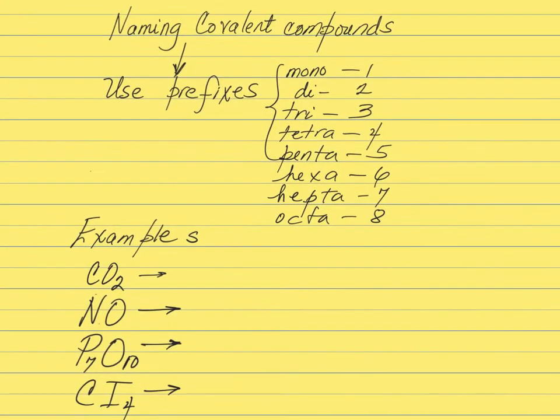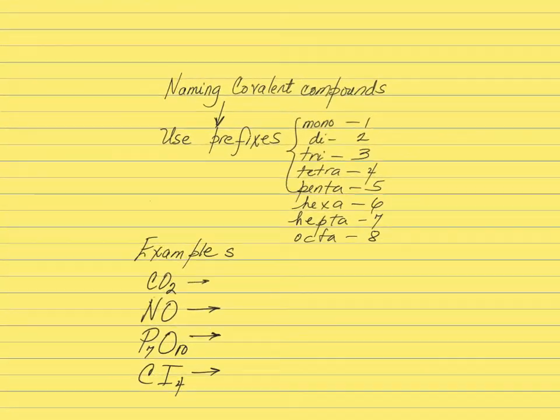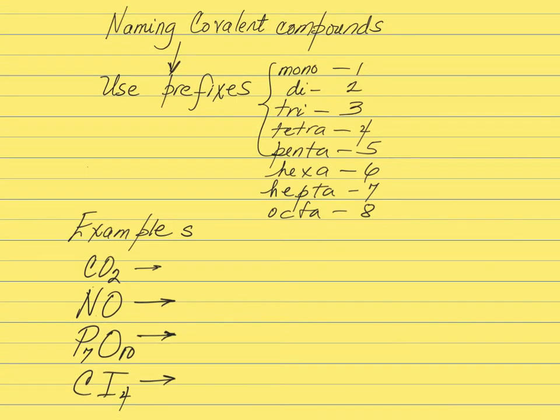Now, when you're naming covalent compounds, it's super easy. You don't have to worry about the oxidation number because you're going to be using prefixes. You don't have to worry about whether you have a transition metal or a representative metal. All the covalent compounds are going to be named the same way. Okay, let me see.